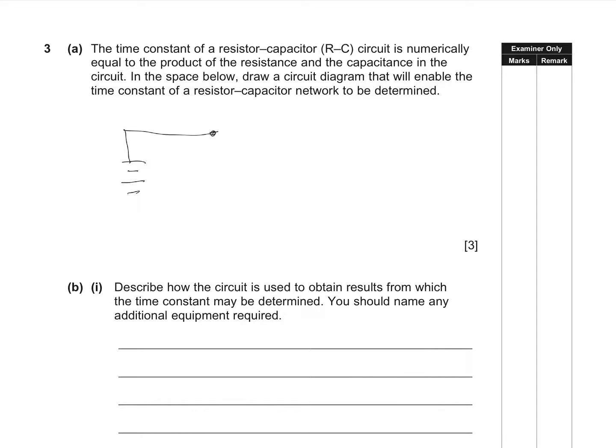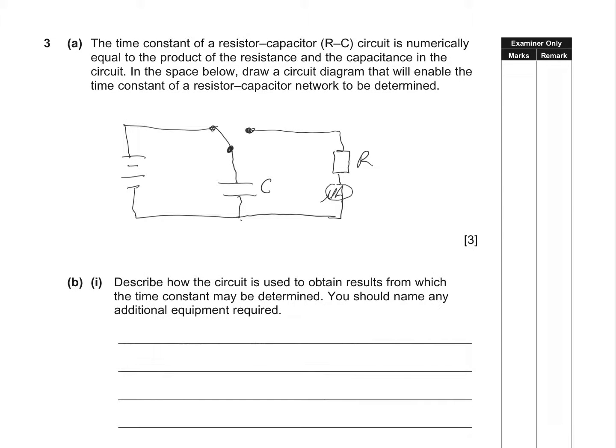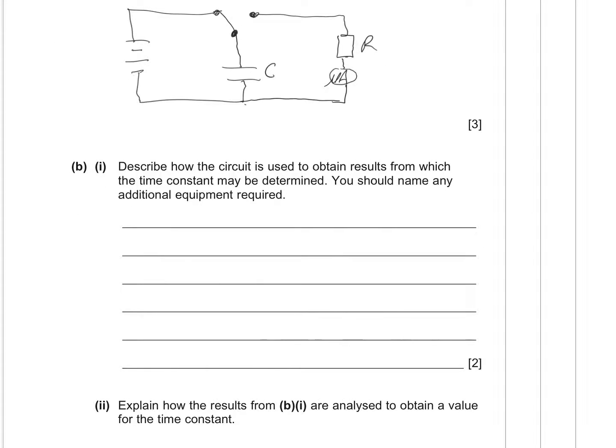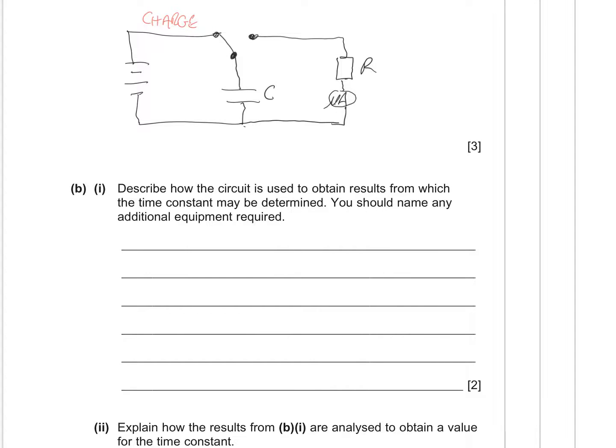So we need a power supply, we need some kind of switching, we need obviously a capacitor. So we'll have this side for charging it, and on the other side we'll have the resistor and some kind of ammeter, probably a microammeter. So something like this, with a capacitor, resistor, power supply, and an ability to switch from the charging side to the discharging side.